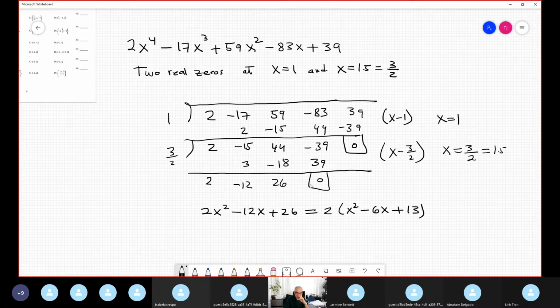And this 2 is nice because this 2 combined with this becomes that factor, like a 2x minus 3. It always happens. It's more elegant. You can use it either way. However, this is more elegant.